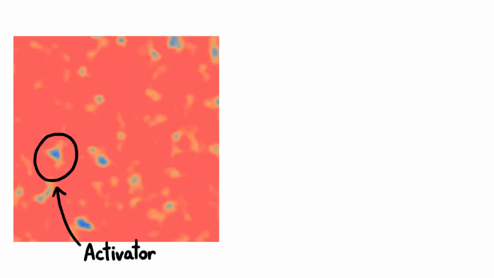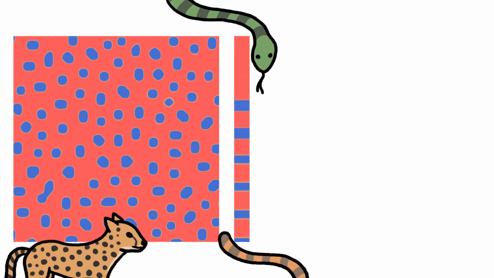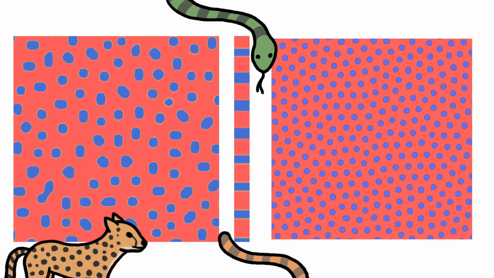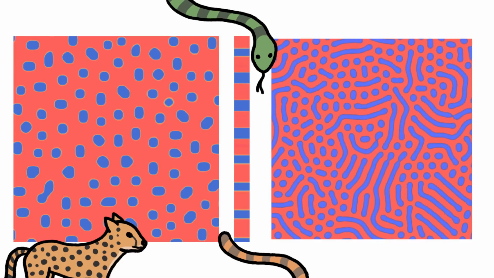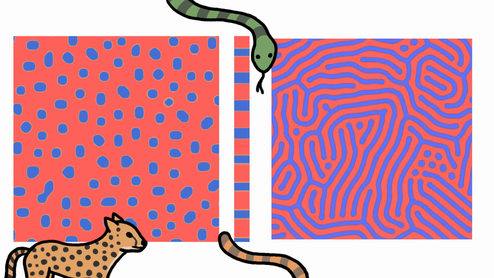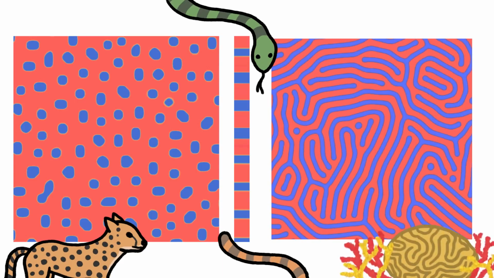Or you can imagine a very narrow strip of tissue, like a tail or snakeskin, where there isn't enough room to fully form a pattern. In those cases, there would only be enough room to form a stripe. The relative diffusion and reaction rates are therefore responsible for many of the animal patterns we see.